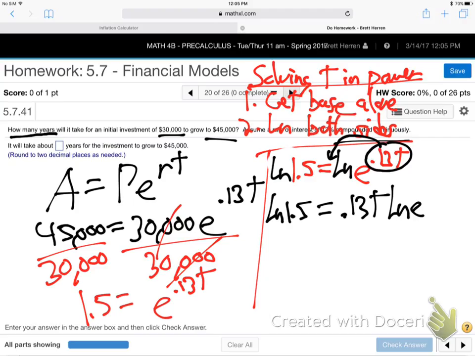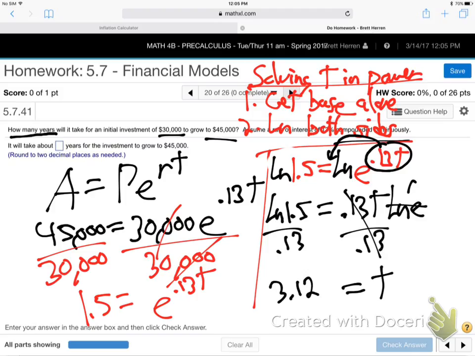Good? What's ln of e? That's just 1. Just ignore it. A lot of flickering, huh? All right, so how do we solve for t now? Now that t's out of the power, it's no big deal. Just divide, right? All we got is 0.13. The ln e is just 1. That's gone. So just divide by 0.13. T is whatever your calculator tells you that is. 3.12. Anybody else getting that? That good? 3.12 years for 30,000 to become 45 at 13% continuously compounded.